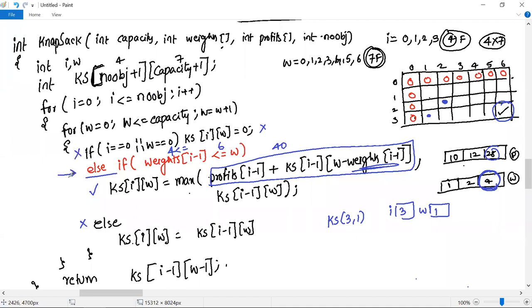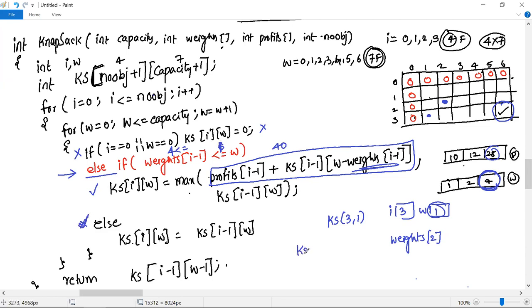Now I'm standing at this case. Well, now weights of I minus 1, weights of 2. Why? Because I value is 3. 4 and the current capacity is what? 1. 4 less than or equal to 1 is false. That is the reason I came to this case.